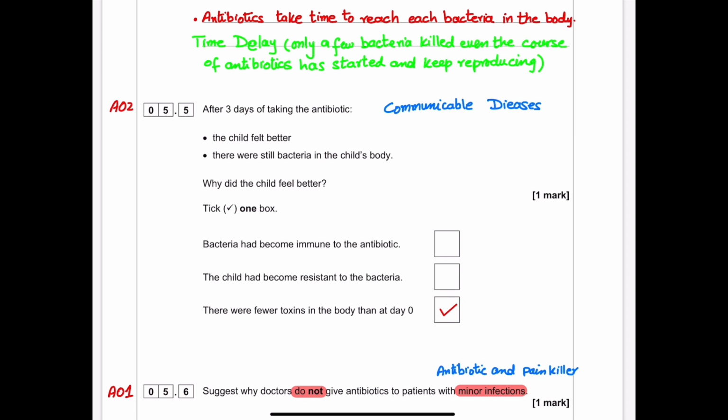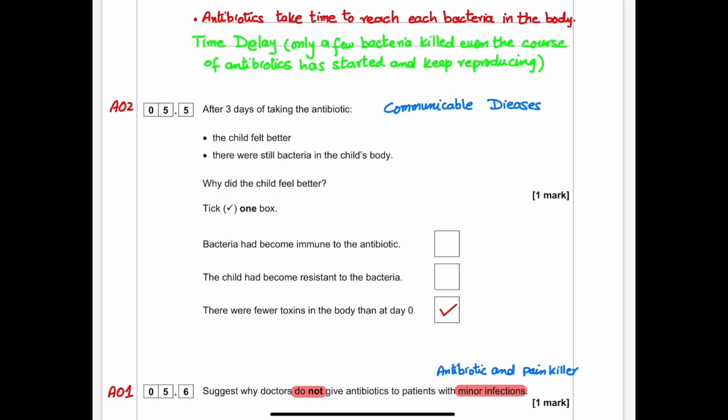5.6 is an A1 question. Suggest why doctors do not give antibiotics to patients with minor infections. This question is from antibiotics and painkillers. The doctors do not prescribe the antibiotics for minor infections. The reason is the bacteria will become resistant to the antibiotics and they will have ability to reproduce again.